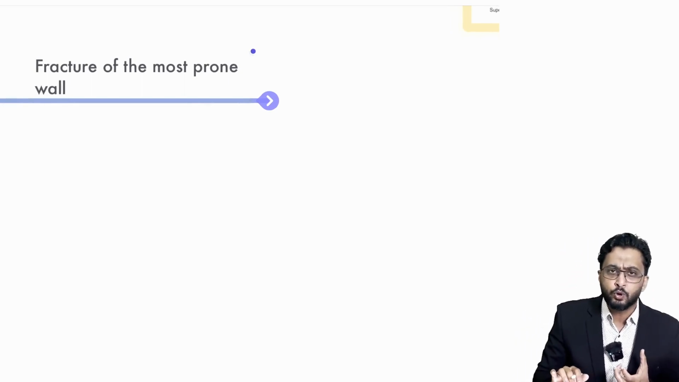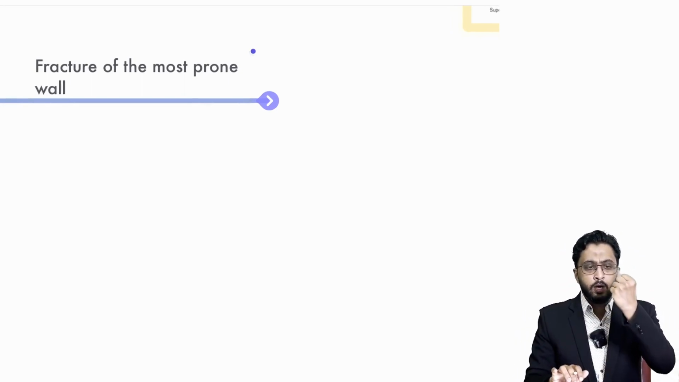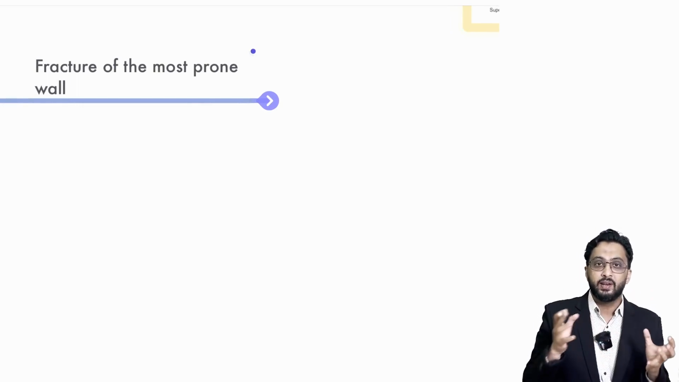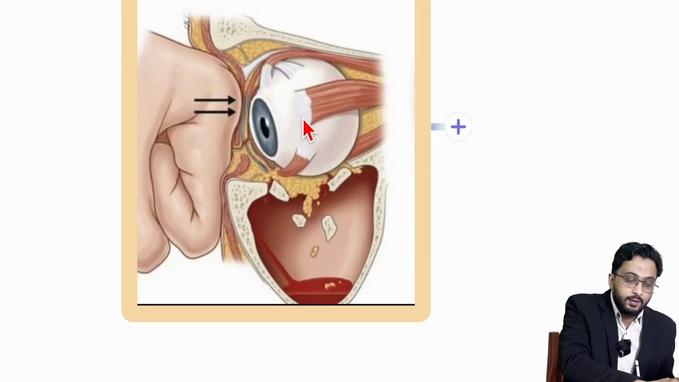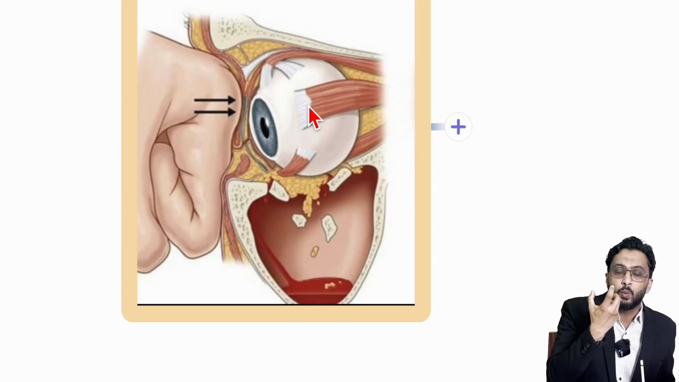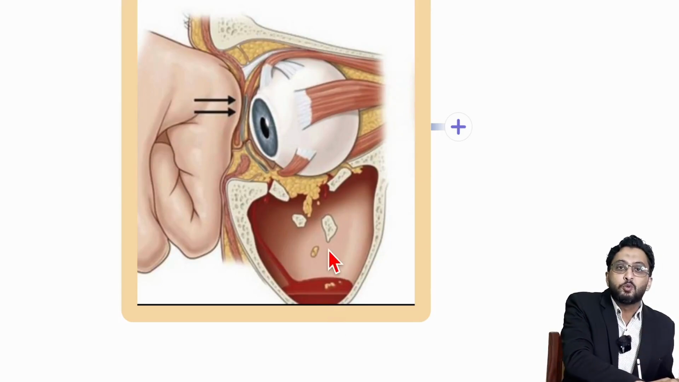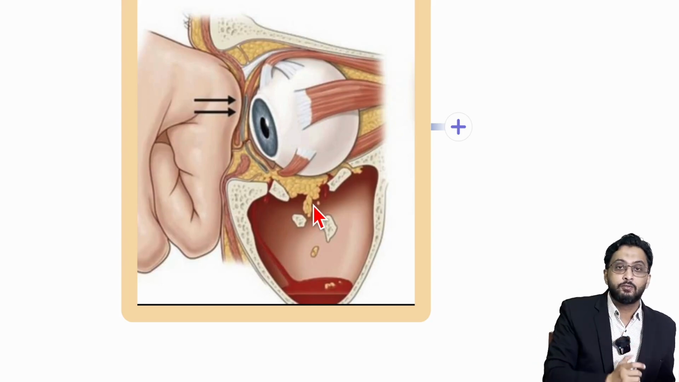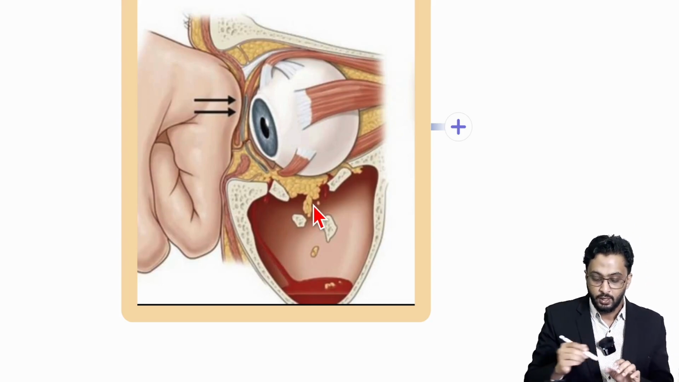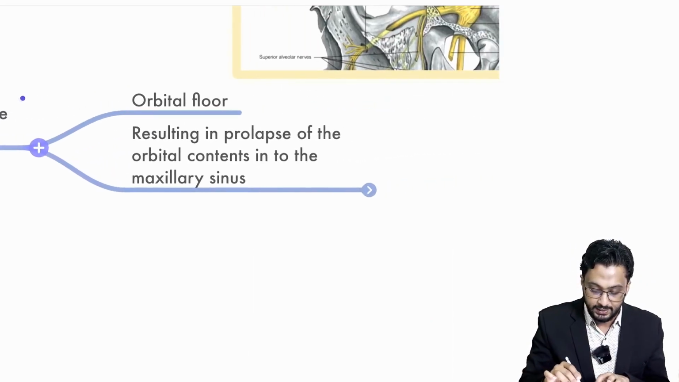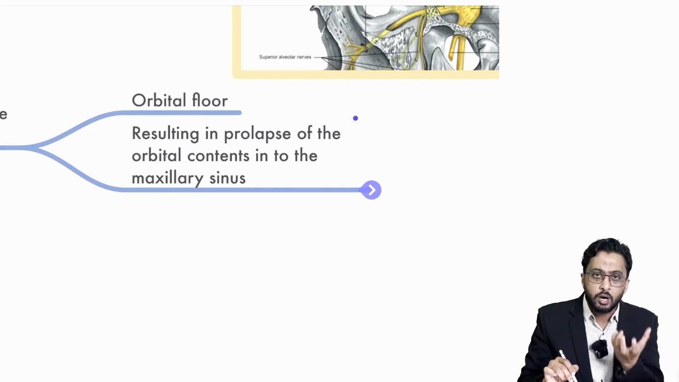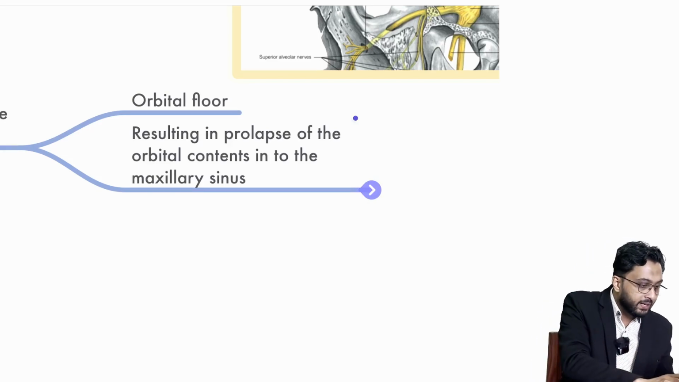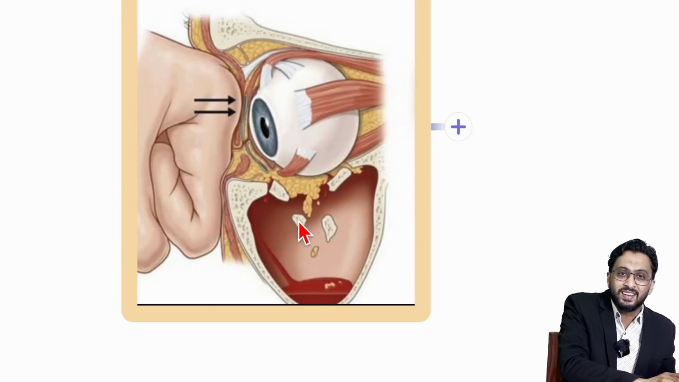So, fracture of the most prone wall. Why is it happening like this? The hit is there, and the pressure increases. The pressure has to be relieved somewhere. Coming back to this picture, this is the hit, and the pressure is increasing. The pressure is relieved through the most prone wall to fracture. Downwards, the floor fractures. The most prone wall to fracture is the orbital floor, as I've told you. Now what happens once the floor is fractured? There is prolapse of the contents of the orbit into the maxillary sinus. The floor is fractured, and the contents move into the maxillary sinus. Now what?